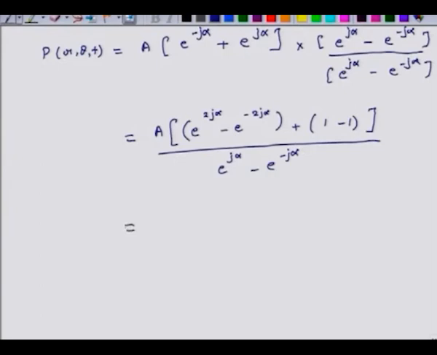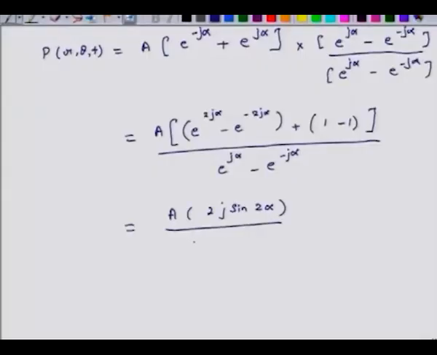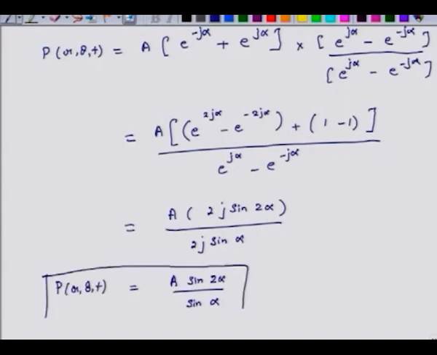So, this becomes A times 2 j sine 2 alpha, using laws of complex variables, over 2 j sine alpha. So, this becomes A times sine 2 alpha over sine alpha. Okay. So, this is my expression.